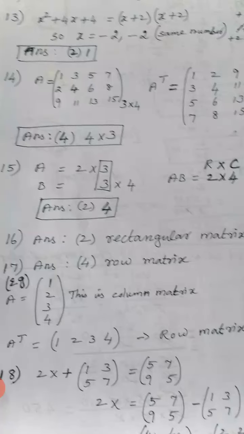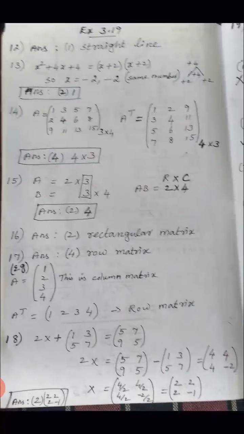Then the 18th one: find the matrix X if 2X plus the matrix 1 3 5 7 equals the given matrix. Here you have to find the matrix X. For that, first change the side of that matrix 1 3 5 7, so bring it to the right-hand side. So 2X equals 5 7 9 5 minus 1 3 5 7. Subtract these two matrices. We get 4 4 4 minus 2 as the answer.